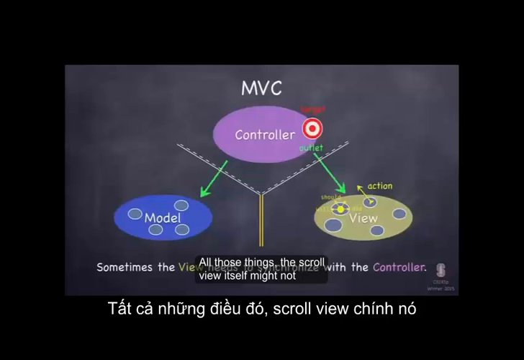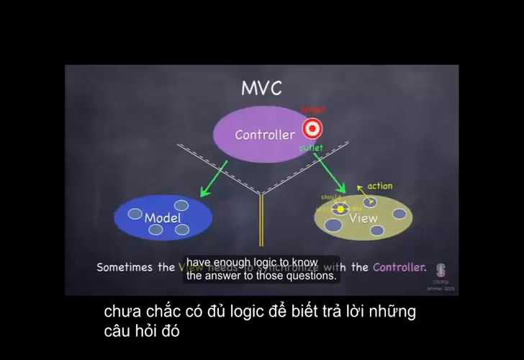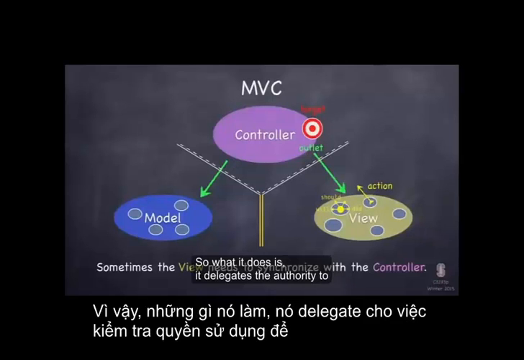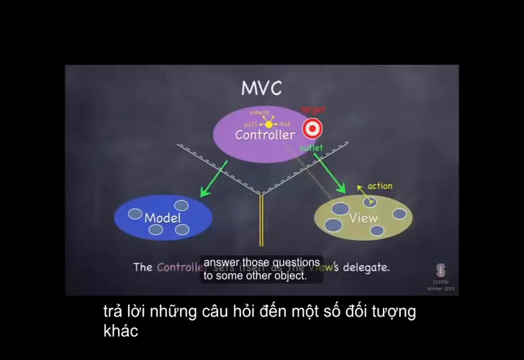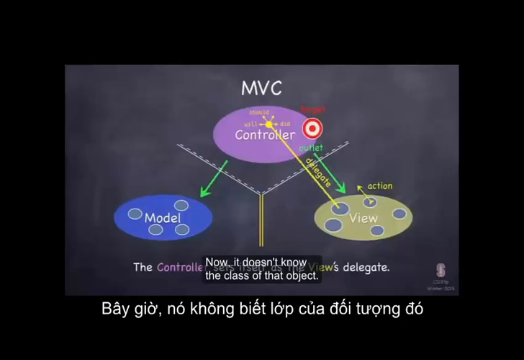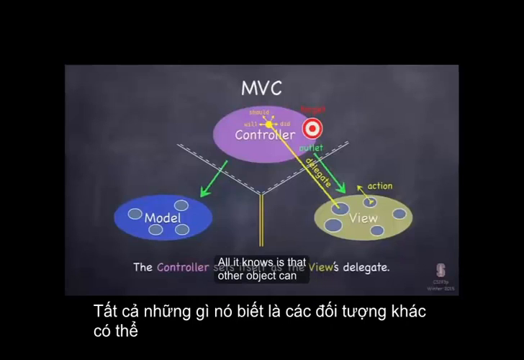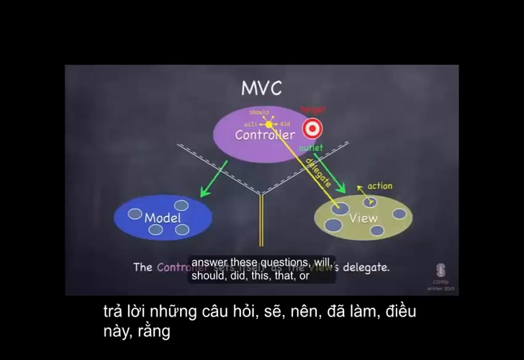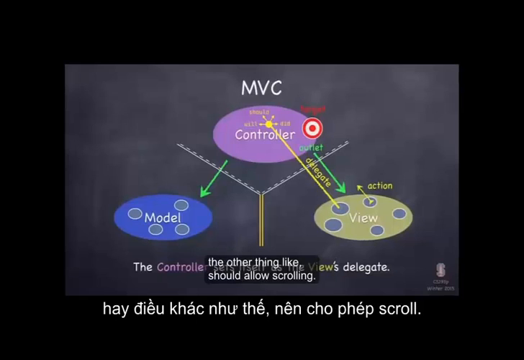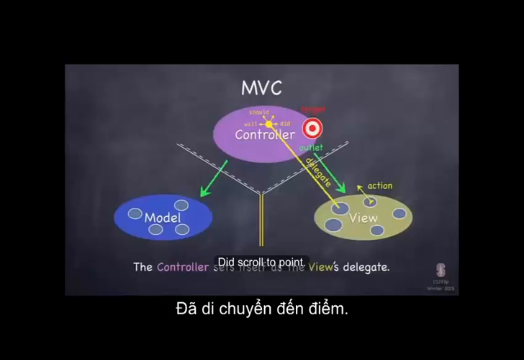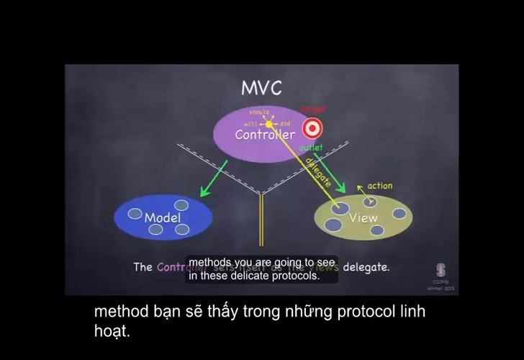All those things, the scroll view itself might not have enough logic to know the answer to those questions. So what it does is it delegates the authority to answer those questions to some other object. Now, it doesn't know the class of that object. All it knows is that the other object can answer these questions: will, should, did, this, that, or the other thing, like should allow scrolling, did scroll to point, things like that. Those are the kind of methods you're going to see in these delegate protocols.